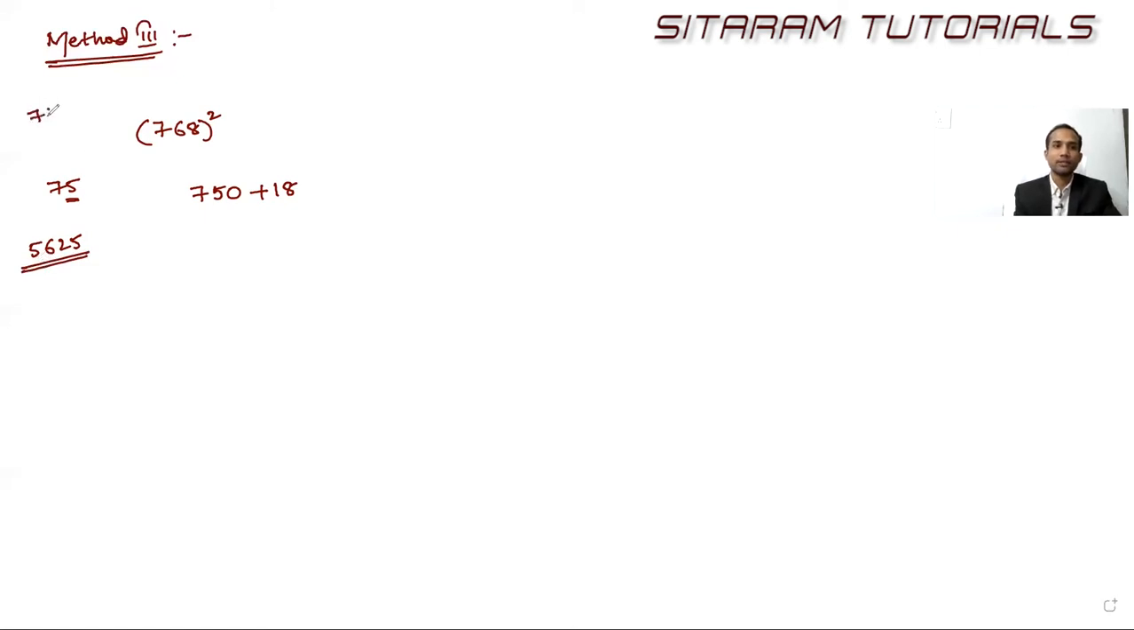And 75 should be divided by 5 to get a key number. What is that? 75 divided by 5. This is 15. 15 is the key number here. It should be multiplied with this number. So you got 5625. And when you multiply 15 into 18, 15 8s are 120. 15 1s are 15 plus 2, 27. Then you have to add this number.